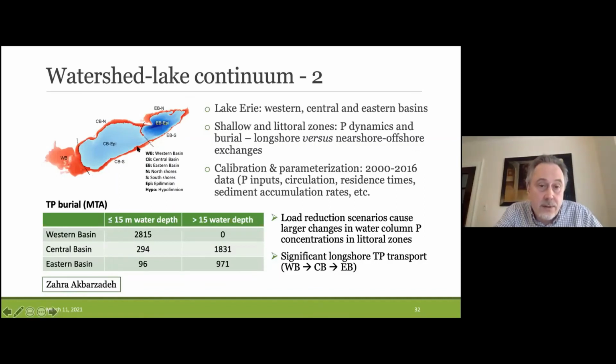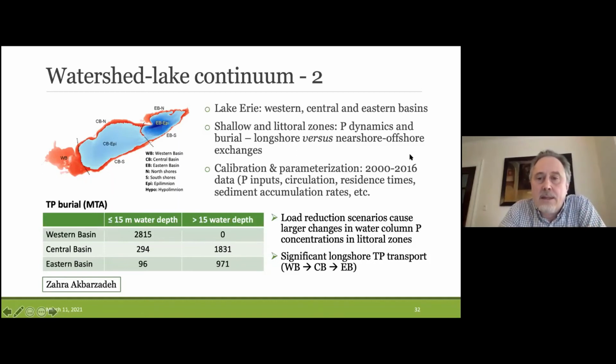Another watershed continuum modeling activity is to specifically look at the role of the nearshore zone. The zones you see in red color here are the area at water depths less than 15 meters. And of course, the whole western basin is a very shallow basin, so that's all less than 15 meters. The aim is to estimate the retention of phosphorus in the littoral zone, but also how these zones are involved in interbasin exchanges.